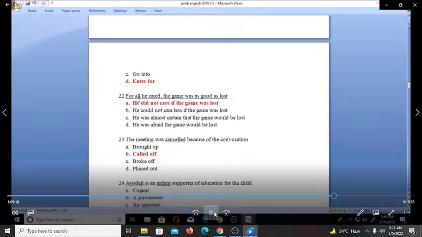For all he cared, the game was as good as lost. So which is the nearest in meaning to that? The whole of that statement, because the whole is underlined. Option A, he did not care if the game was lost. B, he could not care less if the game was lost. C, he was almost certain that the game would be lost. D, he was afraid the game would be lost.